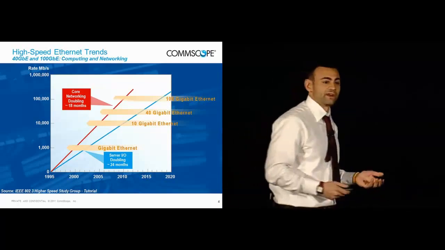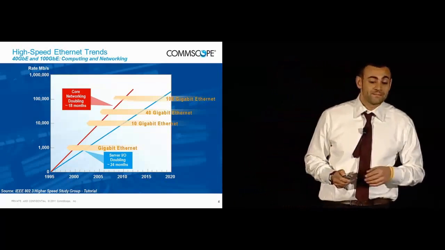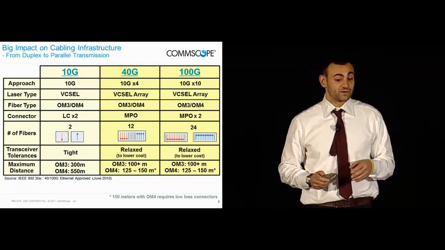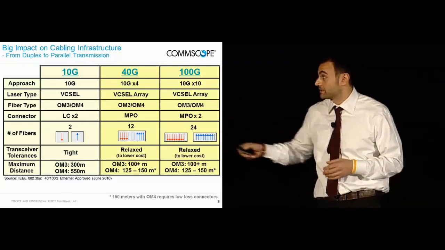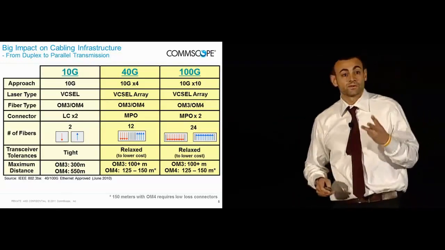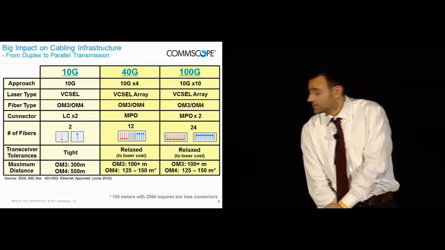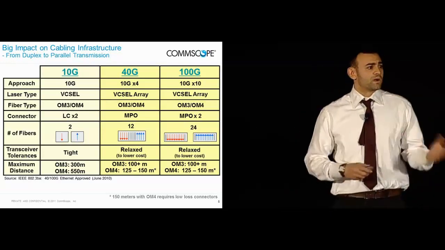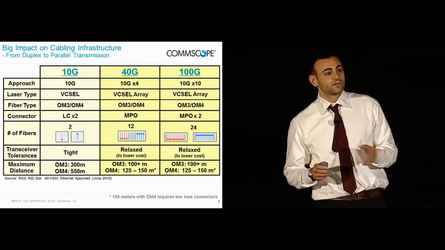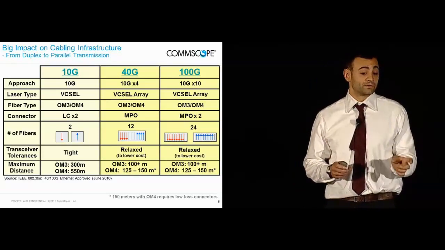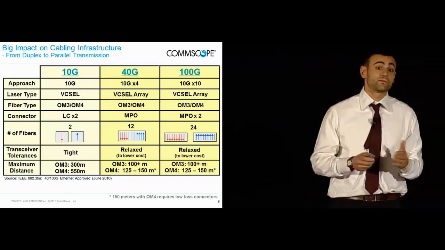So what's the big deal about migrating from 10 gig to 40 and 100 gig? There's a major, major, major impact on the cabling infrastructure from a duplex transmission to a parallel transmission. So this is kind of a busy slide here. I want you to focus. There's really 3 points to this particular slide I want to make. The first, third from the bottom, number of fibers. 1 gig to 10 gig, 2 fibers. 10 gig to 40 gig, you start working on a 12 fiber backbone. And then when you go to 100 gig, you start working on a 12/24 fiber backbone.